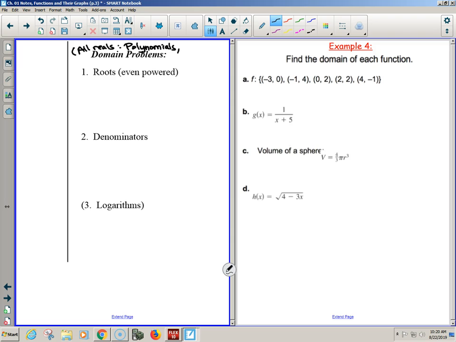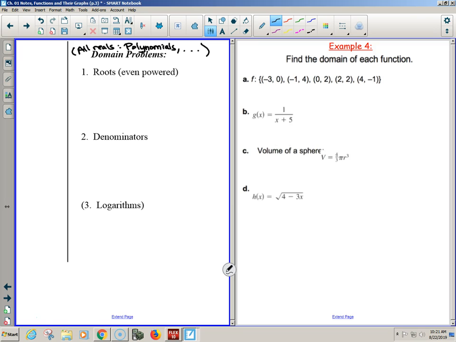We're not going to talk about trig yet, because we haven't done trig. But the sine and cosine curves, they go on forever. They're all real numbers. The cube root of x, actually any odd root, the cube root, the fifth root, the seventh root, the ninth root, any odd powered root would be just fine. We might add to this list, but for right now, polynomials are the main ones.